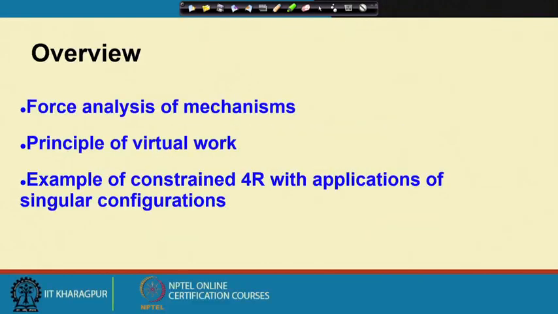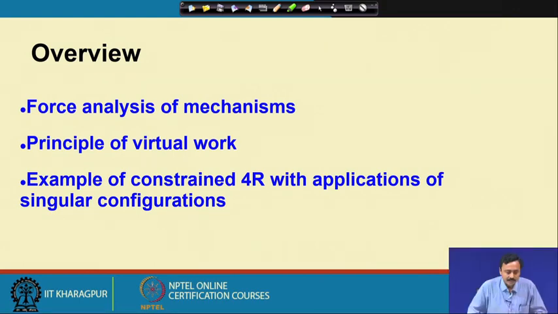So, to give you the overview of what we are going to discuss today, we will start with the force analysis problem. I will introduce this problem and discuss the principle of virtual work, and I will explain the concept through examples of the 4R chain, and subsequently I will also discuss examples of robots.